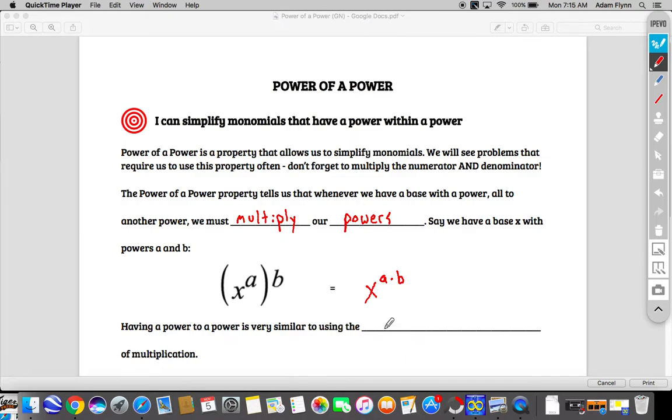Having a power to a power is very similar to using the distributive property of multiplication. And most times when I'm doing these types of problems, I actually link this a and this b together, or whatever those two numbers are, just like I do when I am using the distributive property of multiplication.